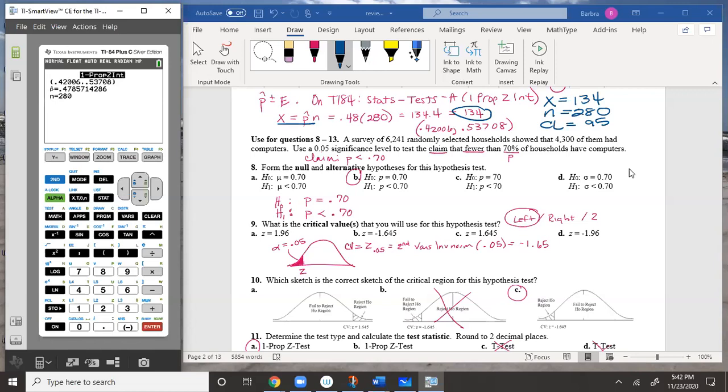All right, so every time we're given a problem, you need to know what the claim is. All right, and it's usually the sentence that has the word claim in it. So I underlined that word. And there will be an inequality. So it's either less than, greater than, or equal, or not equal. So the claim is that fewer than 70%. So I'm going to rewrite it as, that's a proportion, right? 70%. So P is less than 0.70. So it'll be C.